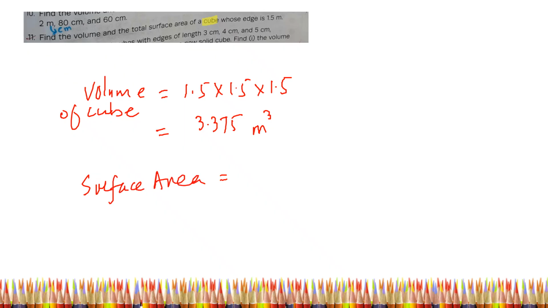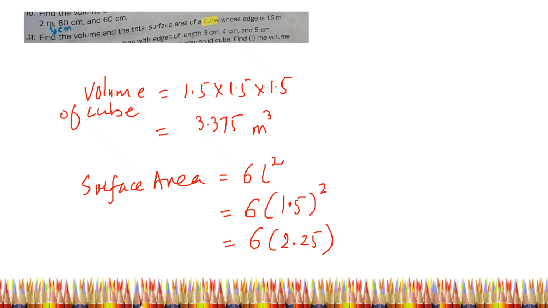Now for the surface area, the formula for the surface area of a cube is 6L squared. So what we will do is multiply 6 with the length squared. The length is 1.5 and 1.5 squared will give you 1.5 multiplied by 1.5, which is 2.25. And when you multiply 2.25 with 6, you will get 13.5 meter squared, which is the required answer.